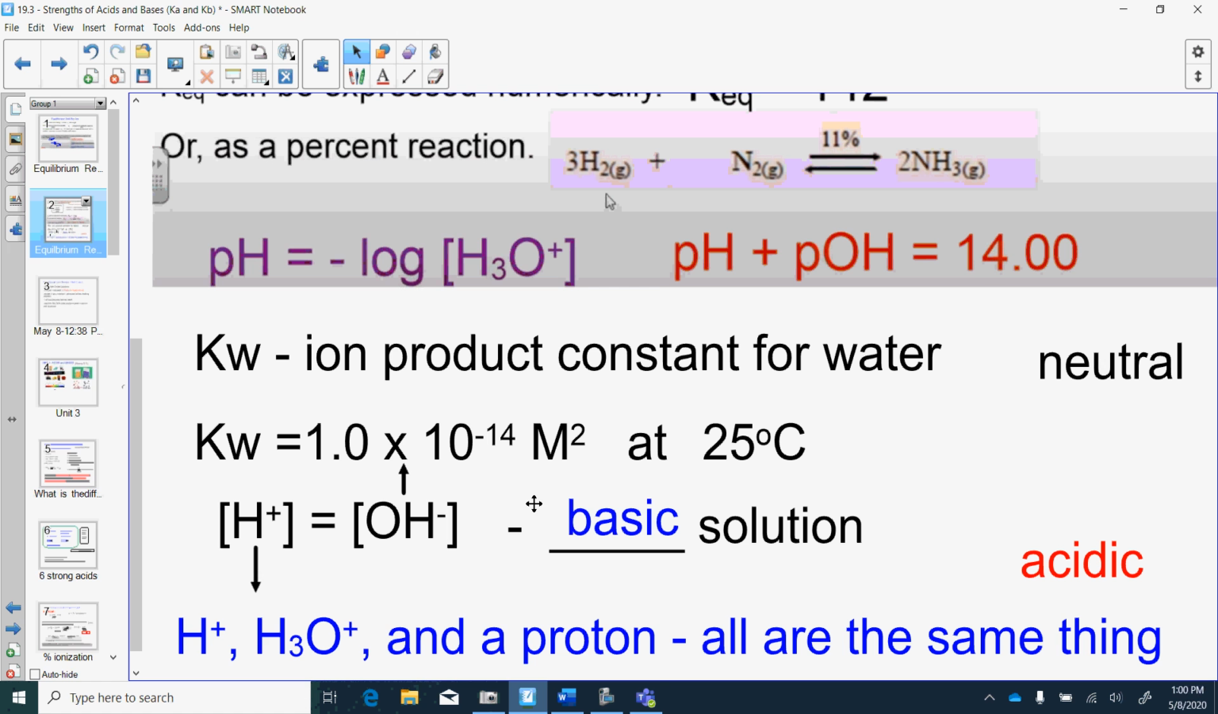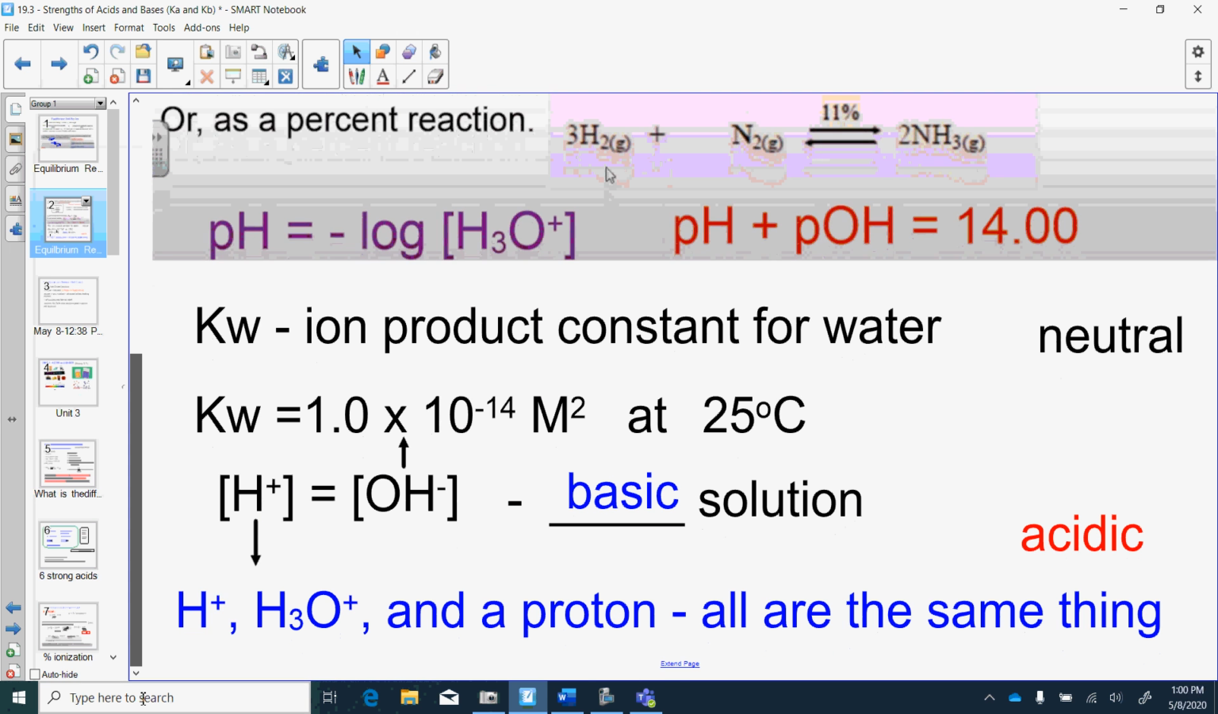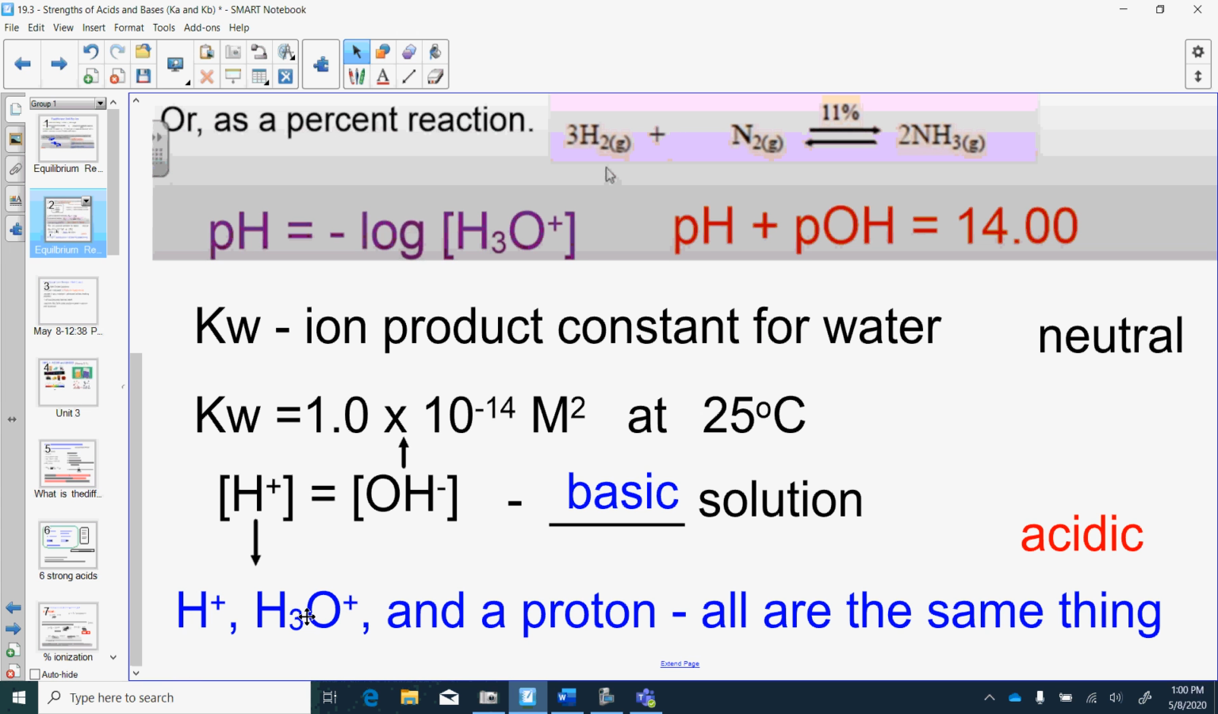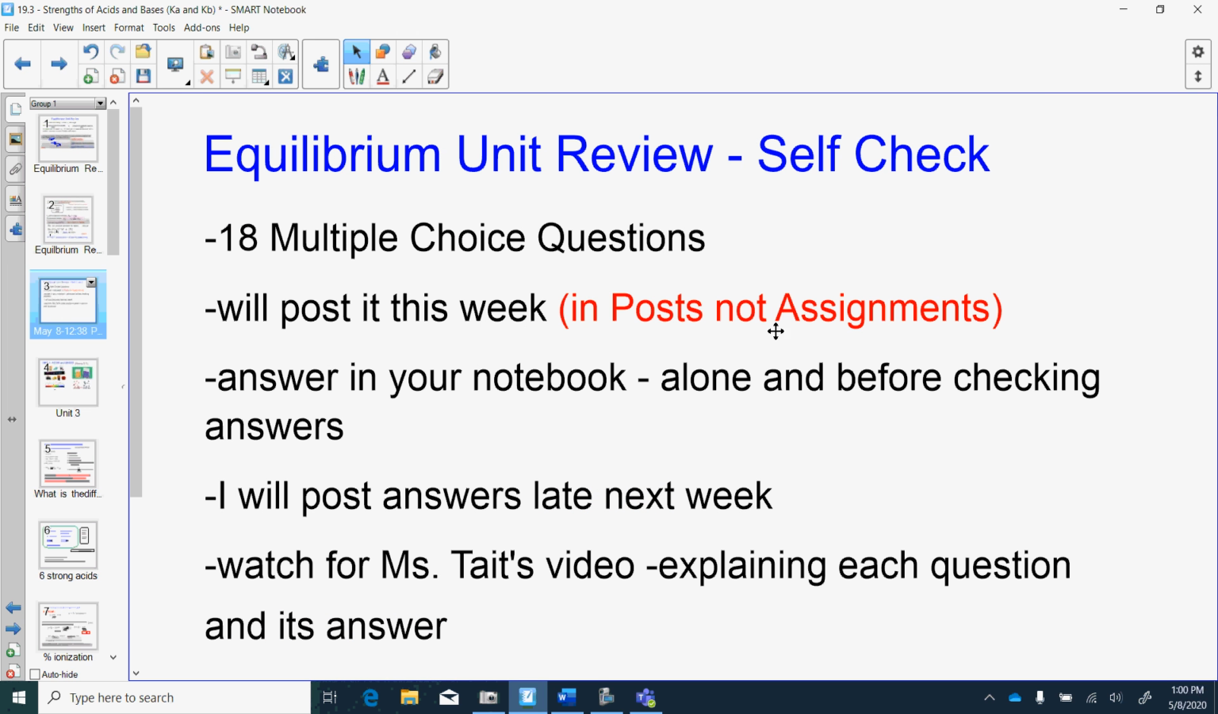All right, one last note to share with you before I finish, and that is, don't forget H positive, H3O positive, and proton mean exactly the same thing. They're all the same thing. So the hydrogen ion, the hydronium ion, or even a proton, in the next unit we'll be using these interchangeably, so be aware of that. So this was a quick, I don't know how quick, let's check our time. It was somewhat quick, and it was a nice review of equilibrium.